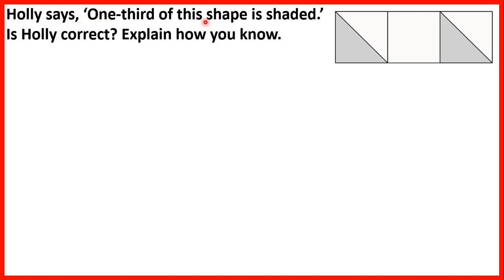Holly says 1/3 of this shape is shaded. Is Holly correct? Explain how you know. So here we have a shape made up of triangles and a square, but the square isn't the same size as the triangles, and when looking at fractions of a shape, it's easier if our pieces of the shape are the same size. So it's a good idea to split this square in half so that it's the same size as the triangles. So when we do that, we can see that we now have 6 triangles and 2 of them are shaded. But how many sixths is the same as 1/3?